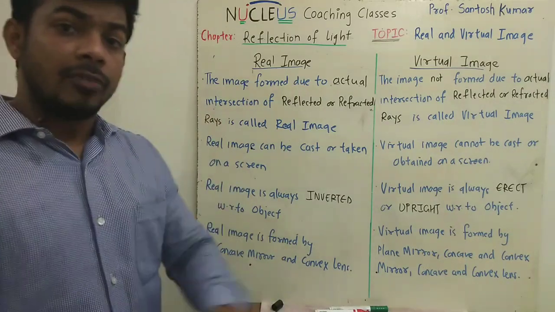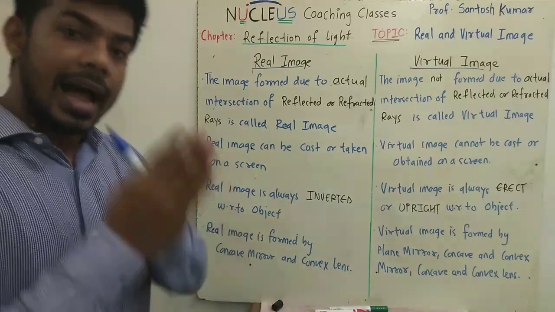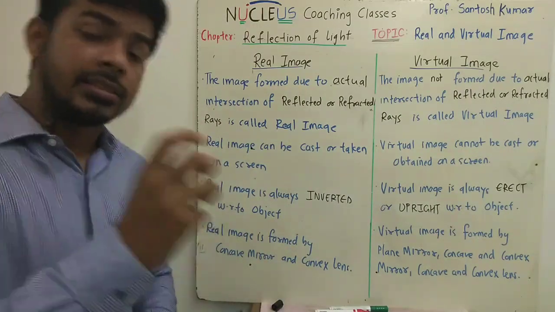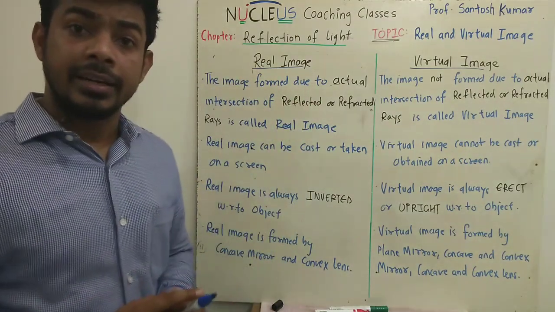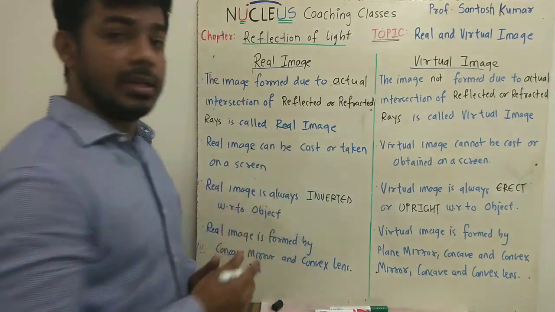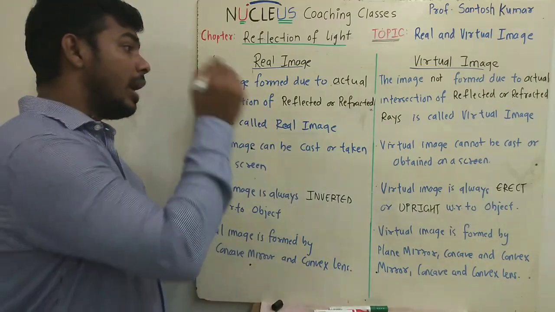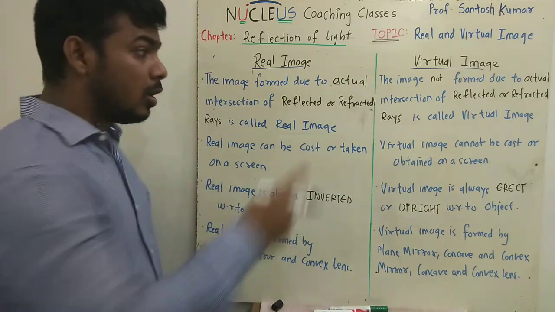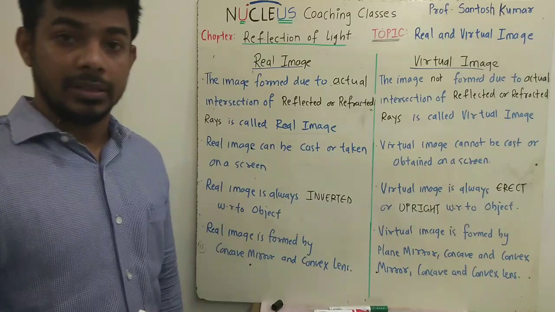And if after the reflection or after refraction the rays actually meet at a point, then that intersection of the reflected rays or the refracted rays will form an image which is called a real image. Remember, the image formed due to actual intersection of reflected rays from a mirror or refracted rays from a lens is called a real image.